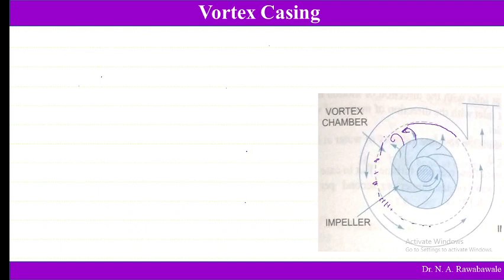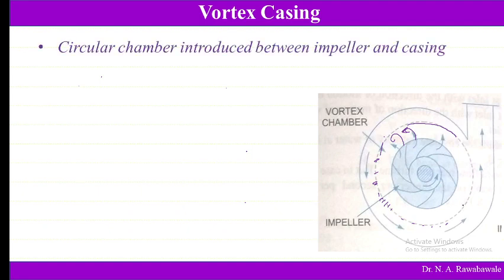Here there will be a perforated partition that obstructs the formation of eddies. So this is the difference between vortex casing and volute casing. A circular chamber is introduced between the impeller and casing. This is the casing and this is the impeller. In between the impeller and casing a chamber is introduced. This is a perforated opening passage, which obstructs the formation of eddies.